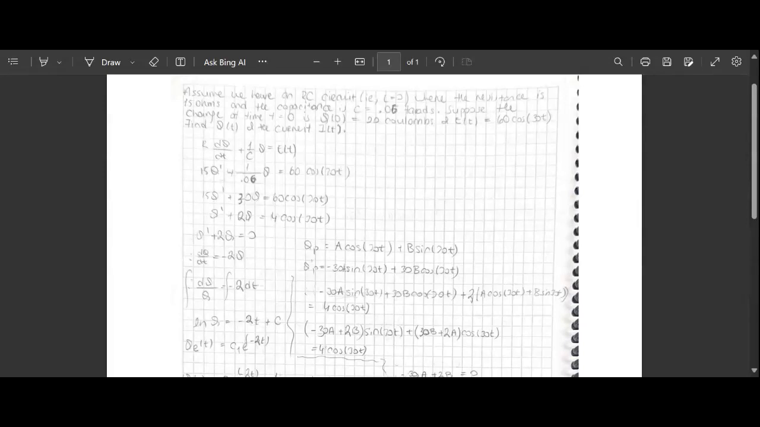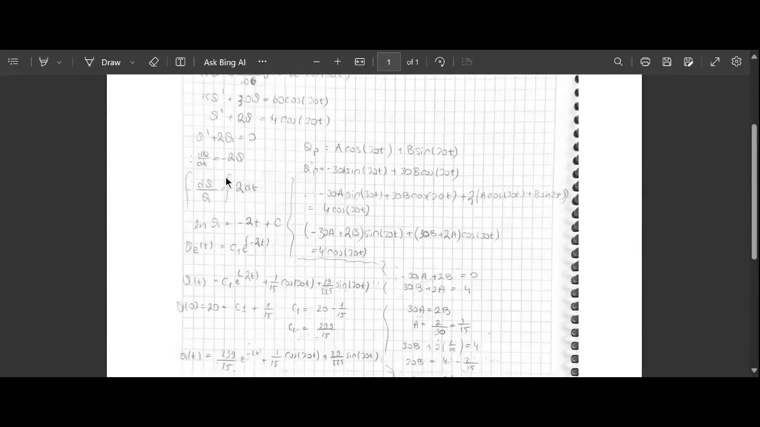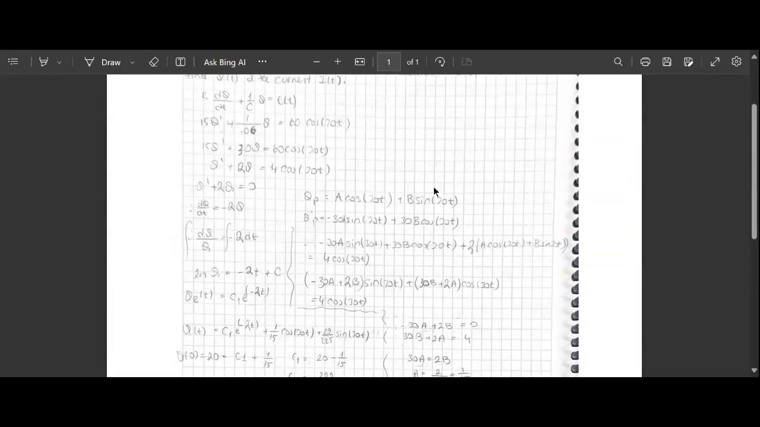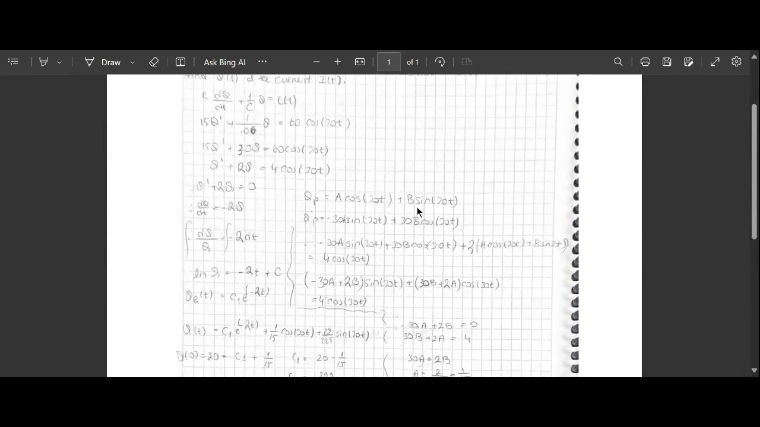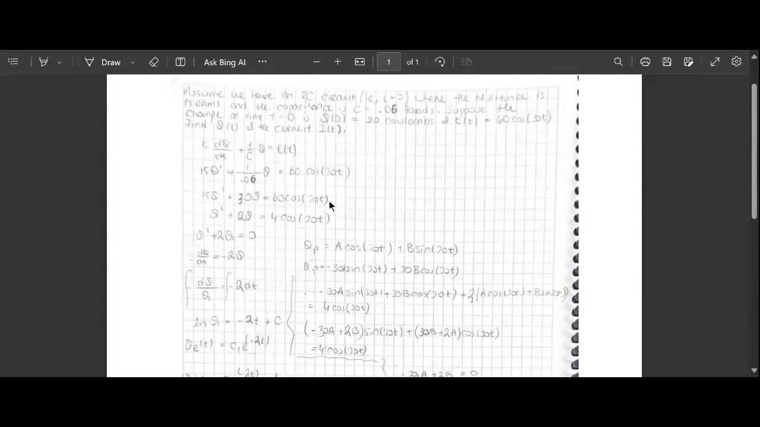For the complementary function, we need to solve this homogeneous equation. So I rearranged it so that I can take the integral of both sides simultaneously. After integrating, I got the complementary function q_c equal to c1 e to the negative 2t. For the particular solution, since we have 60 cosine here, I assume that the particular solution would look something like this. I also took its derivative so that I can plug these two into this differential equation and find the missing A and B.